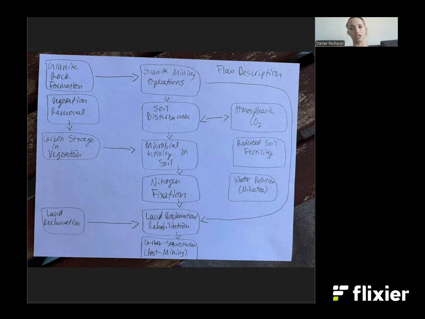Carbon storage and vegetation goes to atmospheric carbon dioxide. A reduction in carbon storage again means more carbon remains in the atmosphere. Again, a negative effect. The right side of the diagram is the nitrogen cycle side. Soil disturbance leads to microbial activity in the soil. Disturbance damages soil microbes, reducing their activity. Microbial activity in soil leads to organic matter decomposition. Healthy microbes speed up decomposition, which releases nutrients.